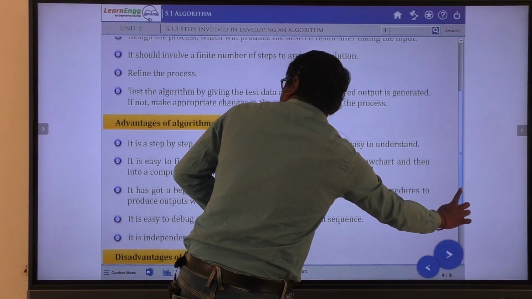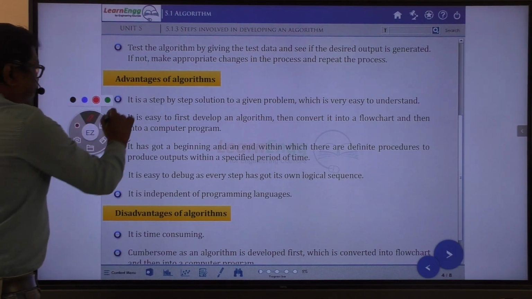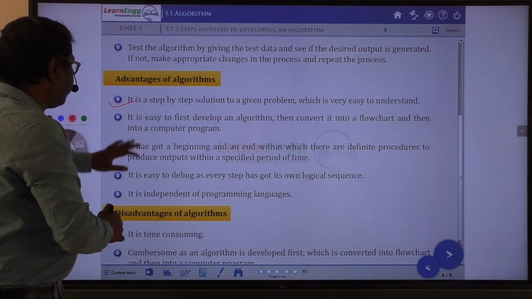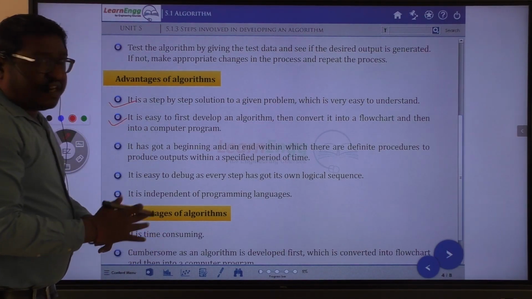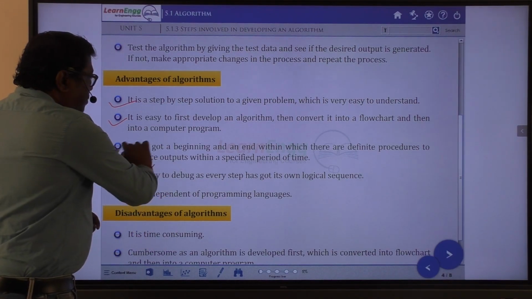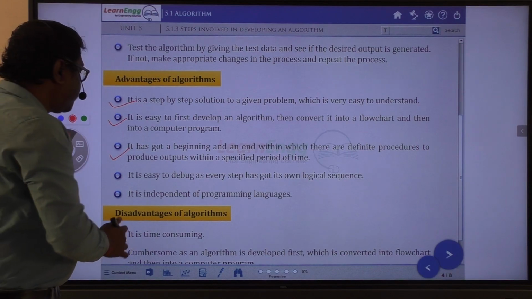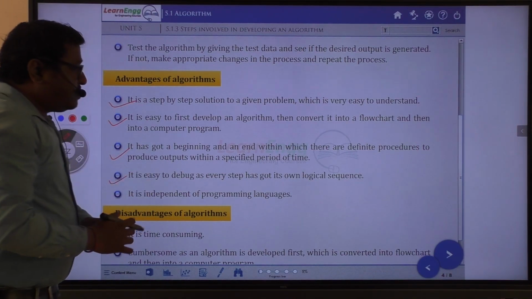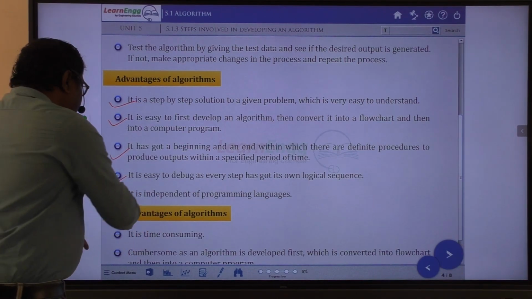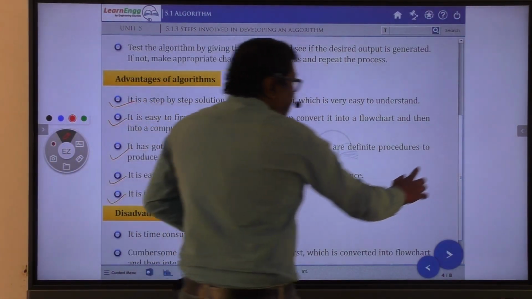Next, the advantages of algorithm. It is a step-by-step process, so anyone can understand it and anyone can reach a conclusion. It should be easy, so anyone can develop a flowchart, and then we use it in computer programming. We also identify the beginning and the end of the procedure. It should be easy to debug, which means if any error occurs, anyone can modify it. It should be independent of programming languages, not dependent on them.